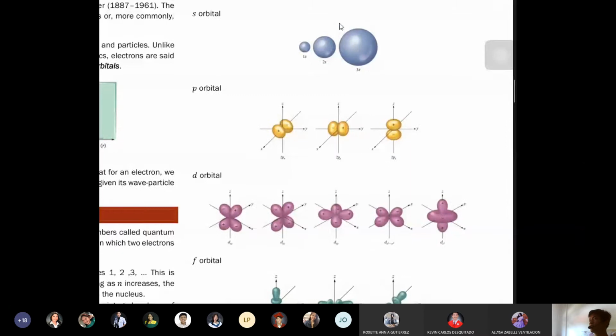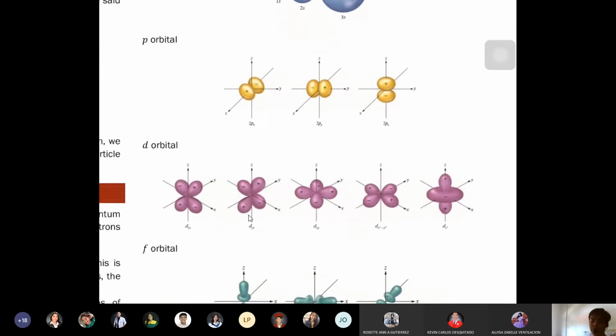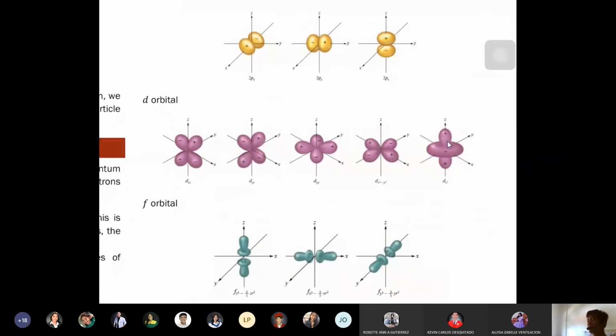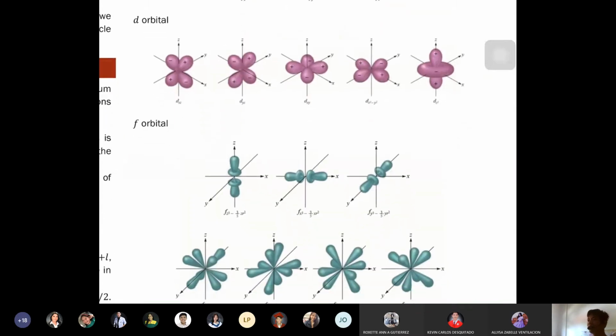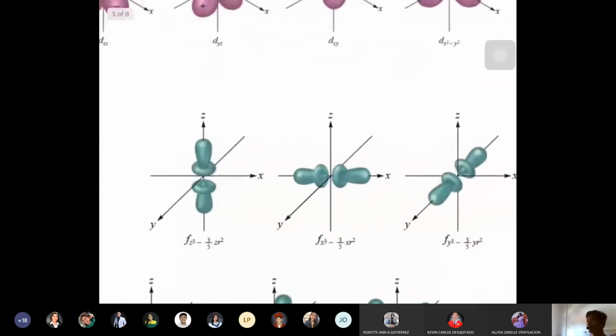We have the S, spherical, P, the dumbbell, the D, which is clover leaf. Itong isang nasa dulo, tawag ko dyan, donut na may hotdog. Ito yung donut, yung pabilog dyan, tapos yung hotdog, ayun na. Kasi siya lang yung weird, eh. The rest are clover leaf din siya. And then F orbital, I can no longer describe the shape because it's complicated. Ayan, ang weird, no?